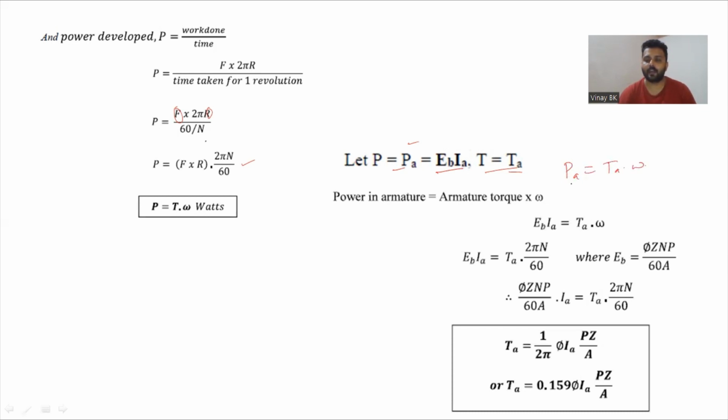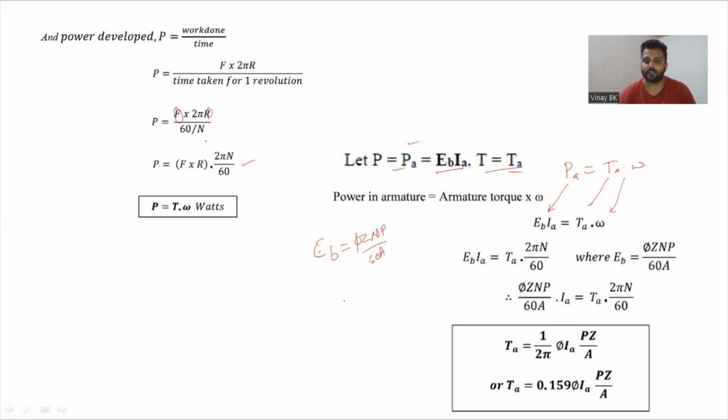Whereas Pa is armature power. Power developed in armature is given by Eb into Ia, so that Eb into Ia equals Ta into omega. And also you know that Eb is given by phi z np by 60A.